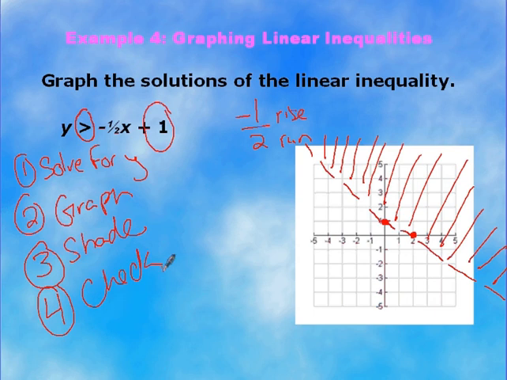Okay, and then step 4 is to check to make sure that we did our math right. So we just pick a point somewhere in here, somewhere in the shaded region. So we could even pick 1, 1. Okay, we could pick this point right here, and that's at 1, 1. Here's our x, here's our y, and we can plug these numbers back in. So instead of y, I can plug in 1.